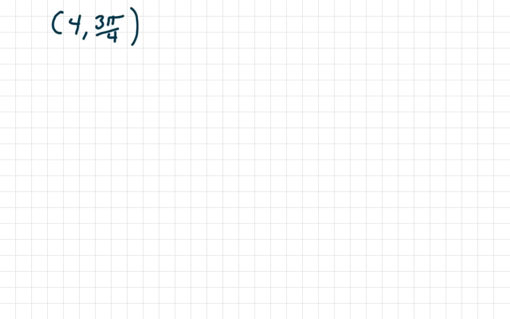We've got to first plot it. So we have 3π/4, which is right about here. It's 3π/4. And now we're going out 4. 1, 2, 3, 4. So there's your point. Now we want r positive. So we're going to use 4 again.